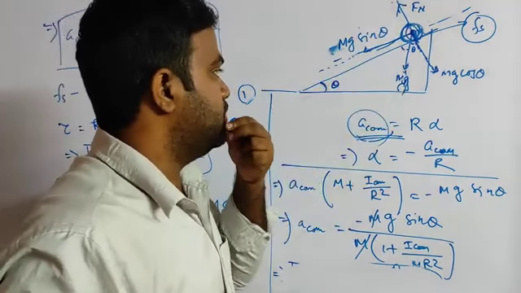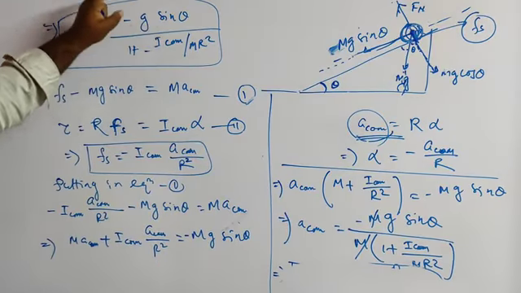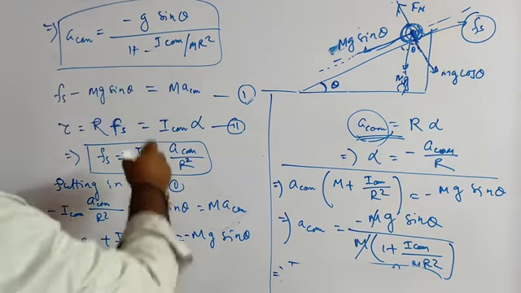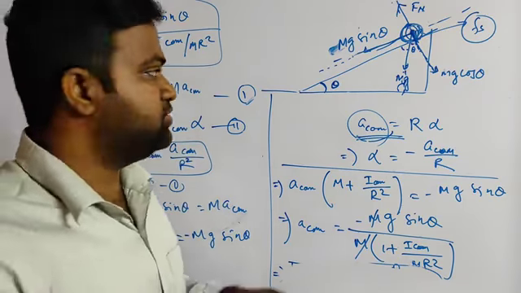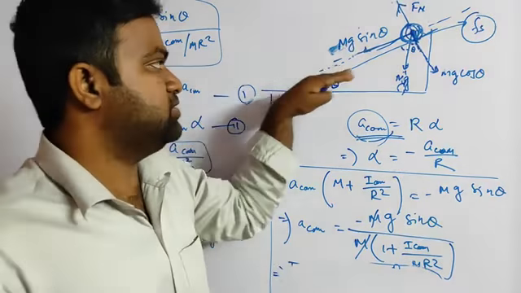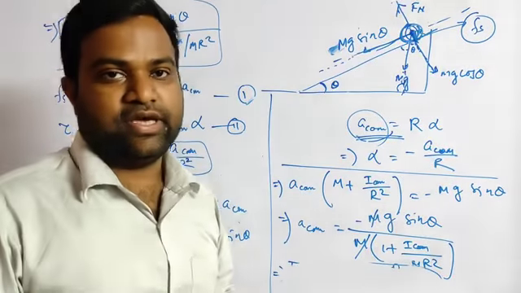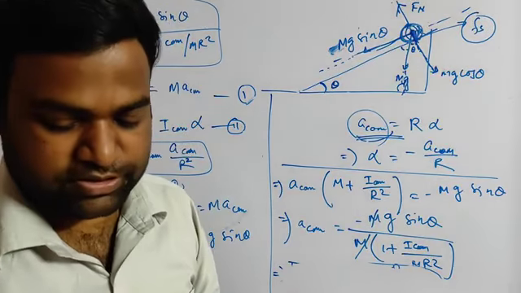So if theta is given, g, acceleration due to gravity, mass, radius will be given, and I center of mass, once you get these, then you can calculate the acceleration of the object. The minus sign is only because it's going in the negative direction of the x-axis. That's why we have taken a center of mass in the negative direction.